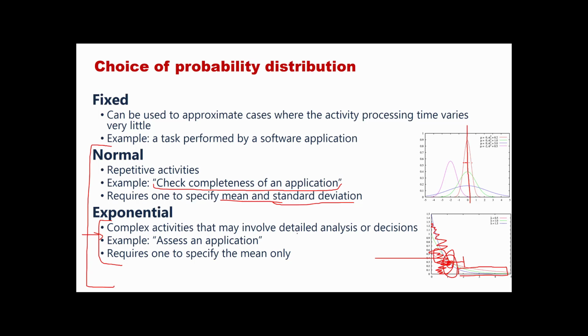Activities that are usually modeled or best modeled using an exponential distribution are those that require a detailed analysis of something or decision making. When you have a decision making activity and you have to do some background checks and research, that will take you a potentially exponential amount of time. Sometimes it takes you just 1 hour. It's a simple case. Sometimes it takes you a lot.